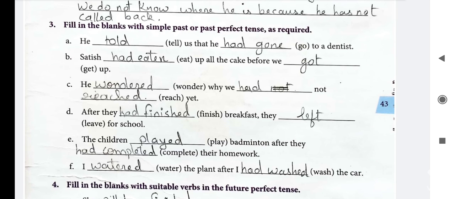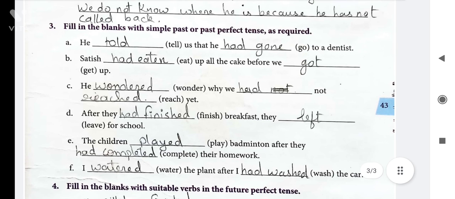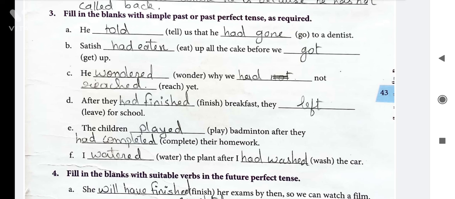So in the same way you have to go through each and every exercise. Exercise number 3 is fill in the blanks with simple past or past perfect tense as required. So here also we have options. Tell, what will it become? Told, because of past participle. He told us that he had gone to a dentist. In past perfect tense, we will be using had.